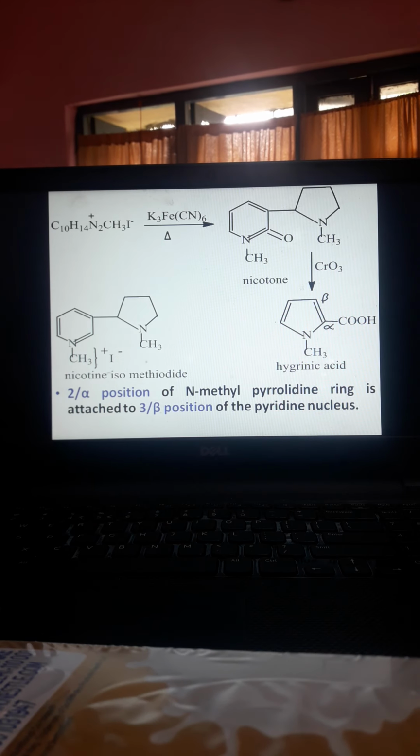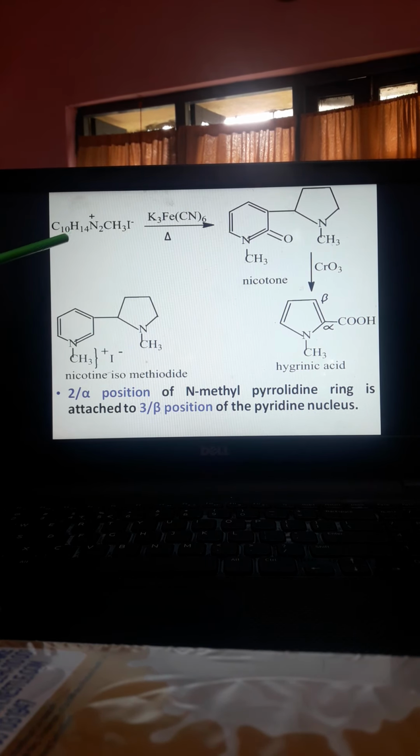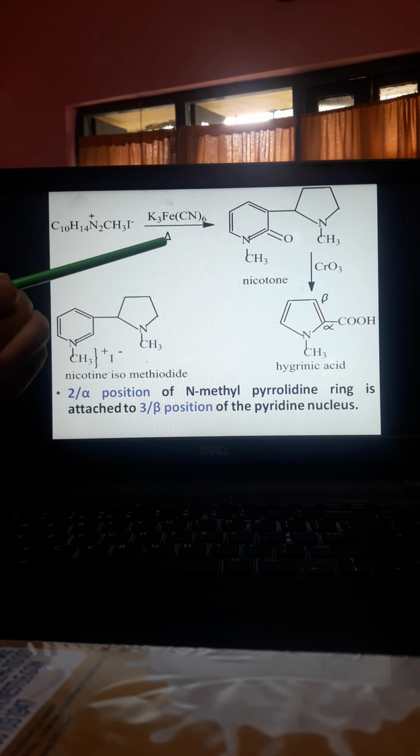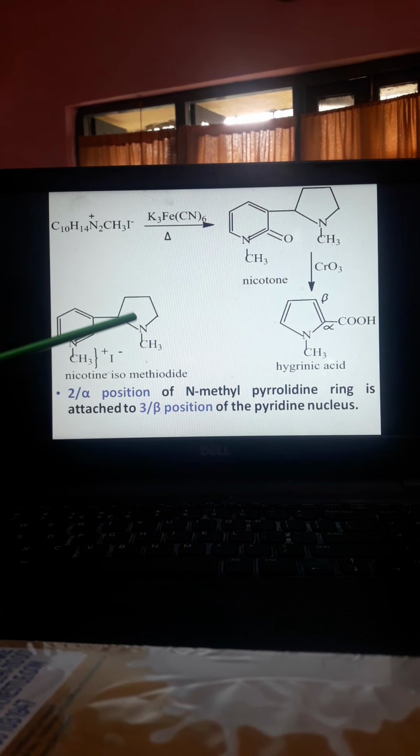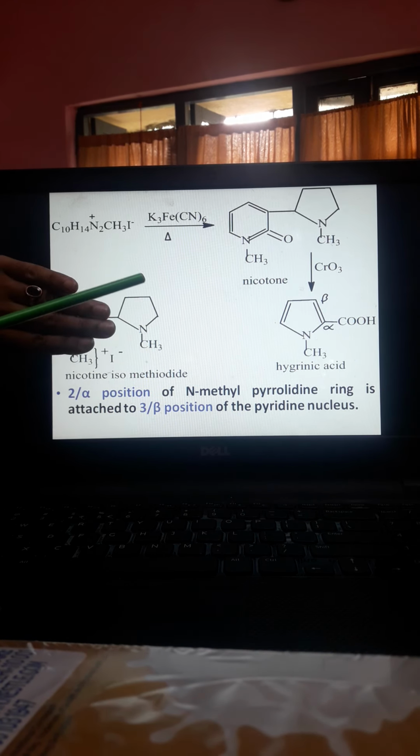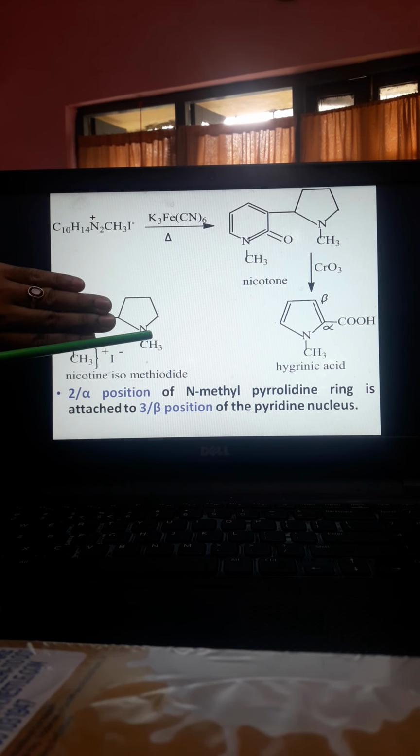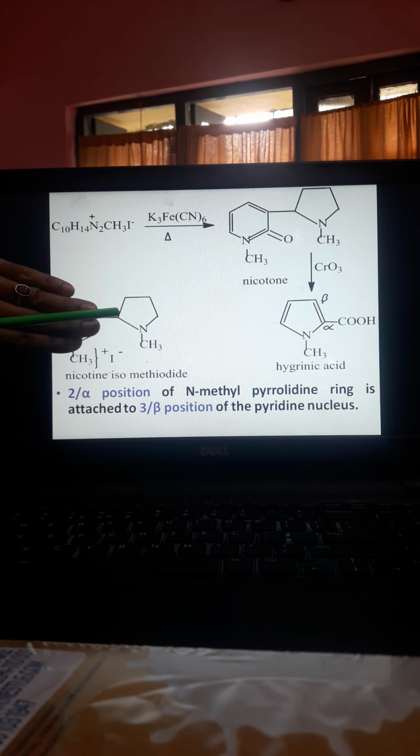Our next thing is when nicotine isomethiodide undergoes oxidation with potassium ferricyanide, it forms nicotone, which on oxidation again with CrO3 gives L-hygric acid. So by that reaction we can conclude that the 2 or alpha position of N-methylpyrrolidine. So this is N-methylpyrrolidine.